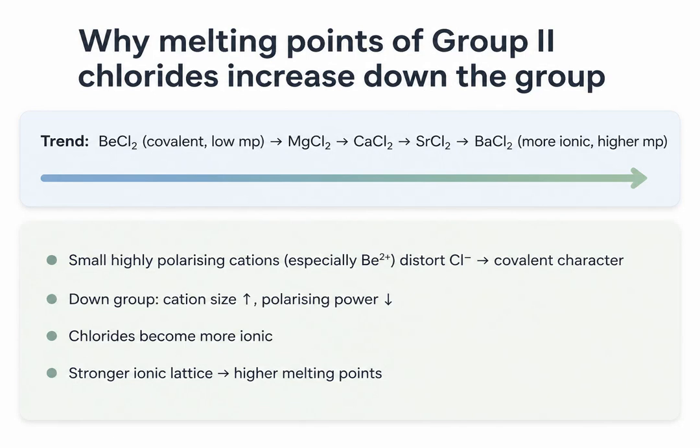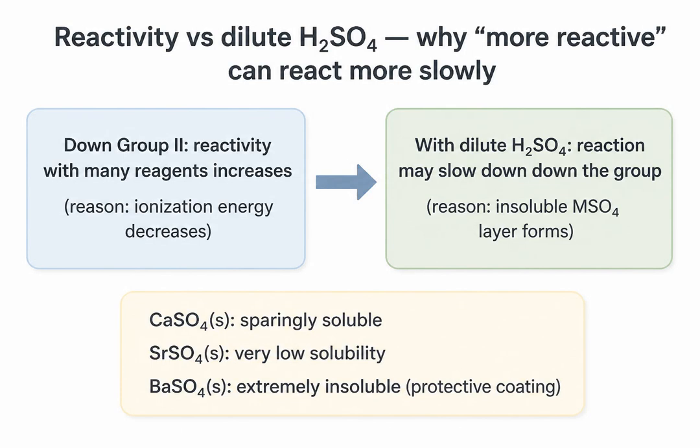The melting points of Group 2 chlorides increase down the group, largely because the bonding becomes more ionic. Beryllium chloride is strongly affected by the high polarizing power of Be2+, so it has significant covalent character and a relatively low melting point. As cation size increases down the group, polarizing power decreases, chloride ions are less distorted, and the chlorides become more purely ionic. More ionic lattices generally have higher melting points, so the melting points rise down the group. This is a subtle but important point.